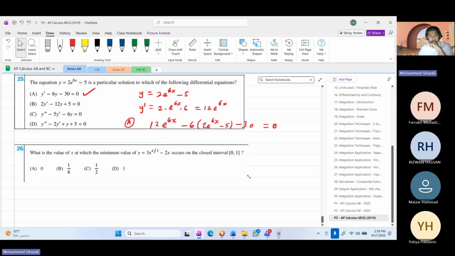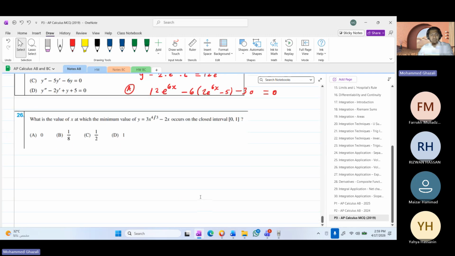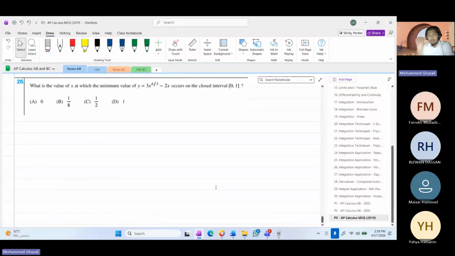Now this question here, what is the value of x in which the minimum value of y equals, we want to find the minimum value of this function occurs on the closed interval 0 to 1. So they want a minimum value, okay? So obviously we're going to find the derivative, make it equal to 0.